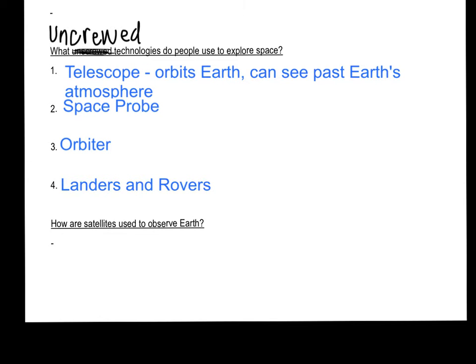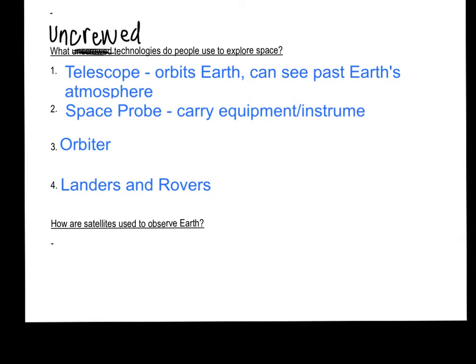The second one's a space probe. A space probe is an uncrewed vehicle. It carries equipment and different instruments to distant objects in space. So whenever we landed on Mars, we used a space probe to land on Mars. So add to this, they carry equipment and instruments to distant objects in space.